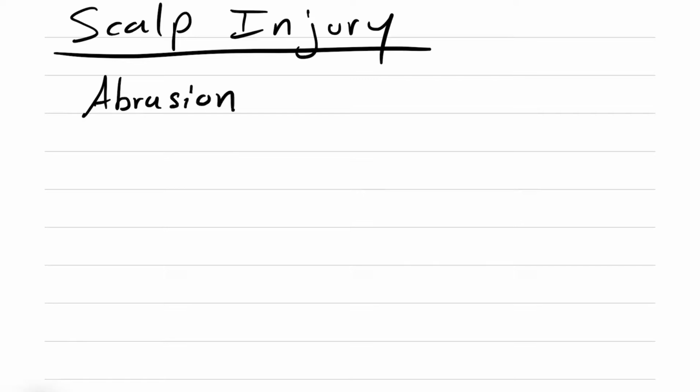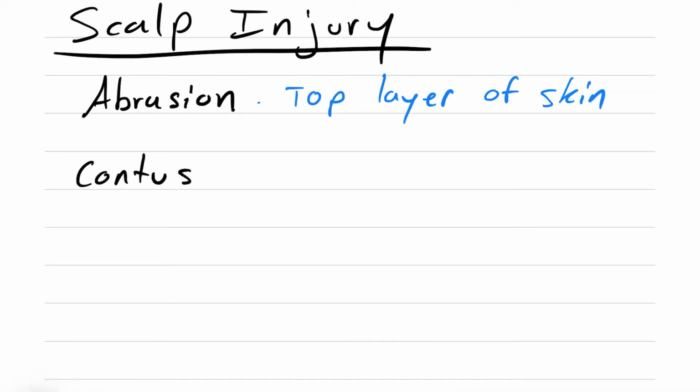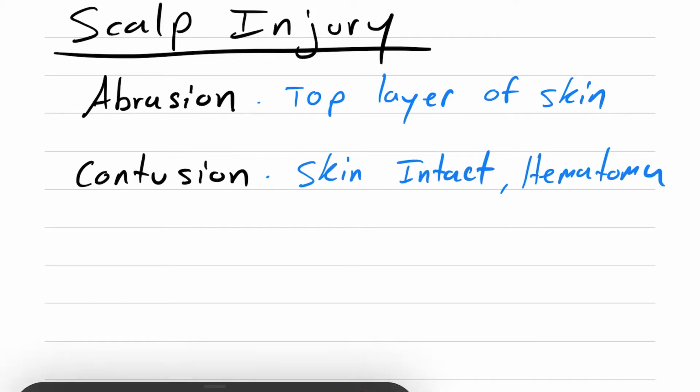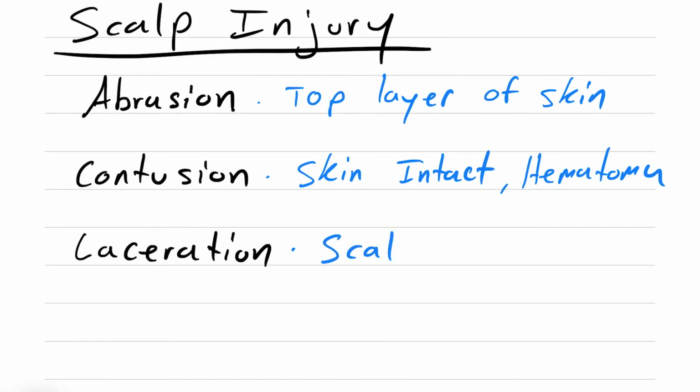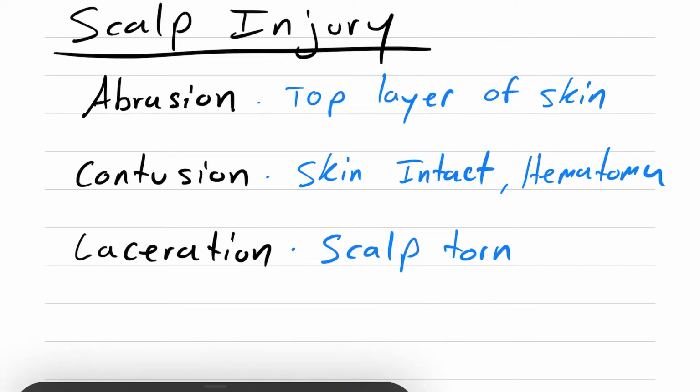There are a lot of different things that can happen because of a head injury. I'm going to start with something called a scalp injury, and this can be three things. The first is an abrasion, and this is when the top layer of the skin is removed. The next is a contusion, and this is when the skin is still intact, but a hematoma forms. A hematoma is a collection of blood. And then a laceration can also happen, and this is when the scalp is torn. These are generally not life-threatening, but they still require medical attention.